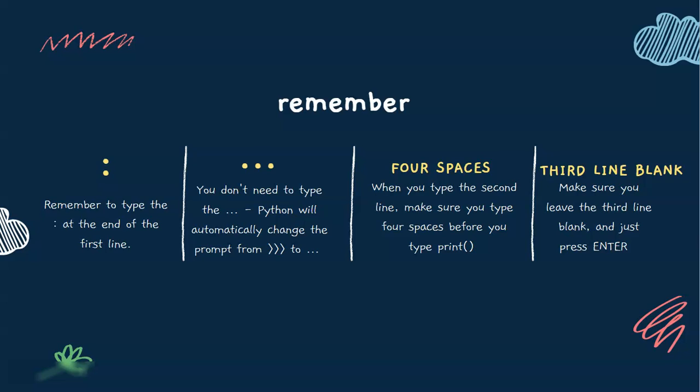Remember to type the colon at the end of the first line, and you don't need to type the 3 dots. Python will automatically change the prompt from those angle brackets to 3 dots because it's waiting for you to type more code. And when you type the second line, make sure you type 4 spaces before you type print. And make sure you leave the third line blank and just press enter.